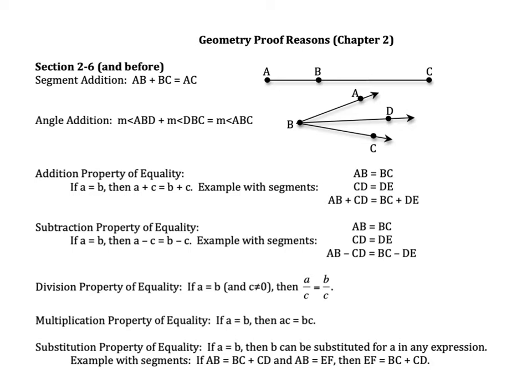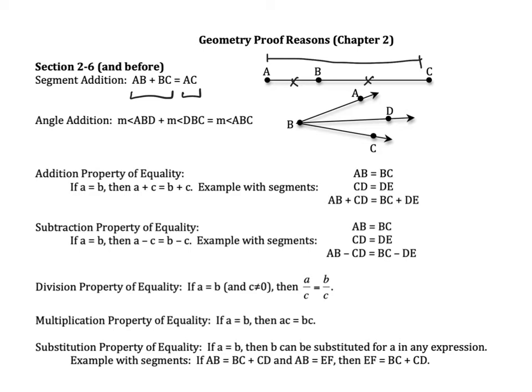So first of all, we have segment addition. Now, the way you recognize segment addition is it's two segments make a big segment. When you look at the picture, I'm adding AB and BC to get AC. So two segments make a big segment.